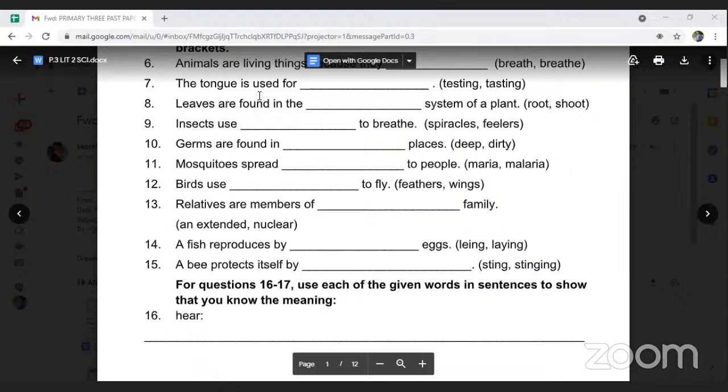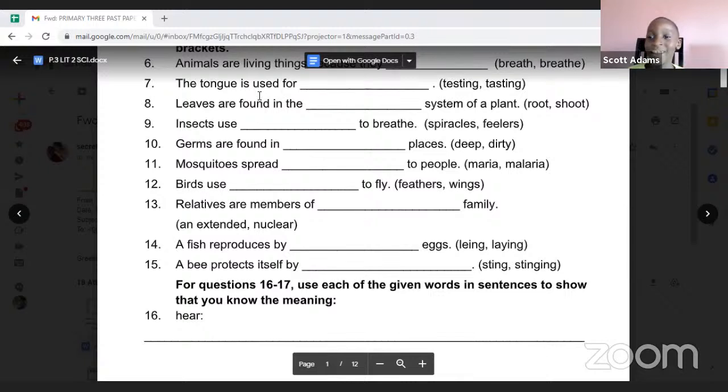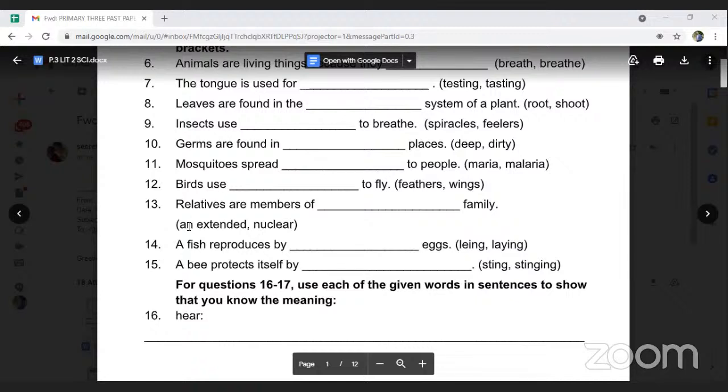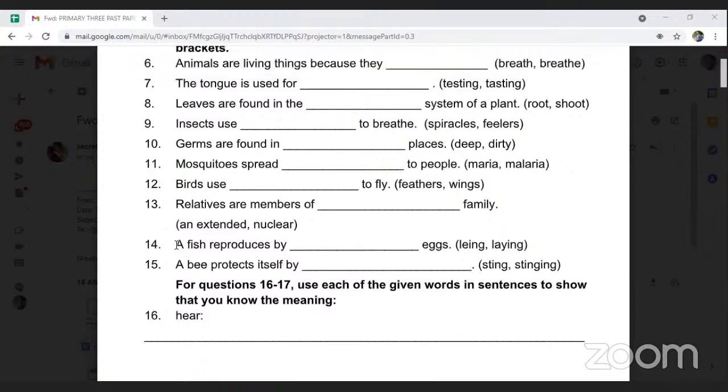Yes, Shadrach? Relatives are members of an extended family. Because we have an "an" here. An extended family. Good. Let's move to Raphael. Read first number 14.